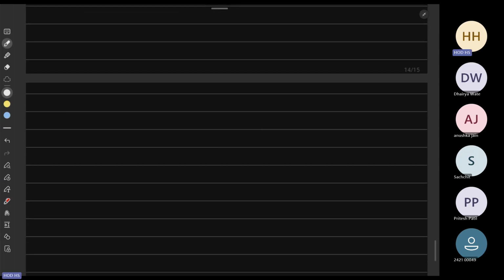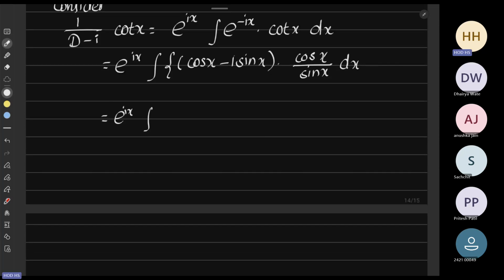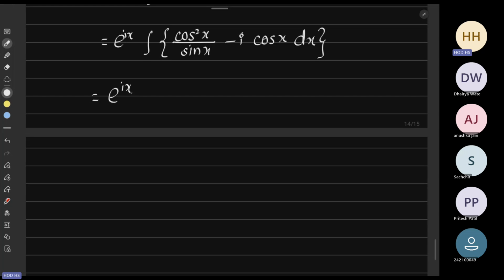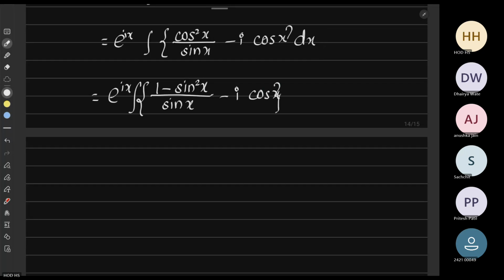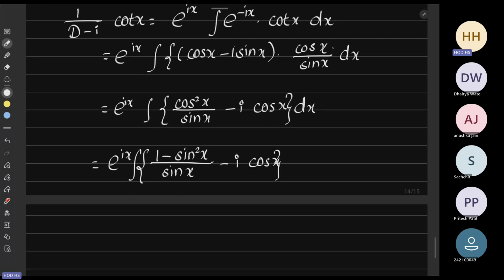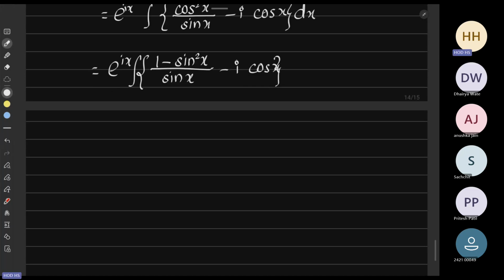So this can be evaluated as e to the power ix integral of cos x into cos x as cos squared x divided by sin x minus i times cos x dx, which can also be written as e to the power ix into the integral of (1 minus sin squared x) divided by sin x minus i cos x dx. So a bracket should be here and a bracket should be here. Okay, I haven't missed any bracket yet.